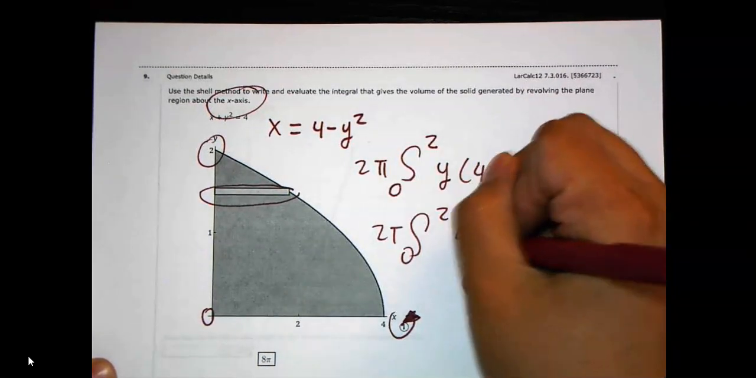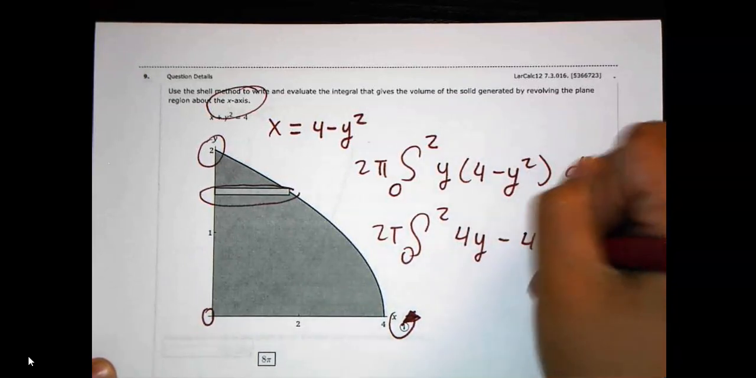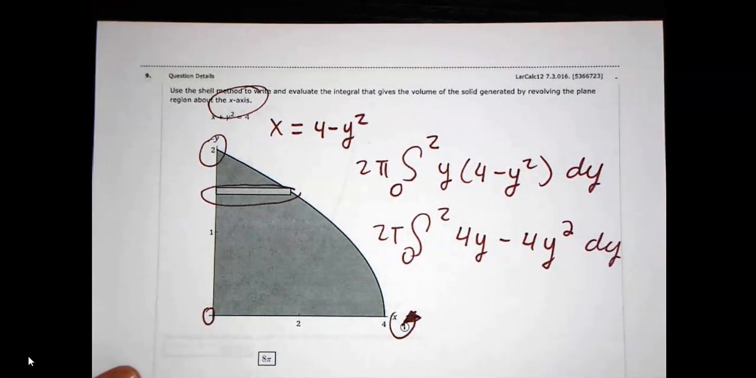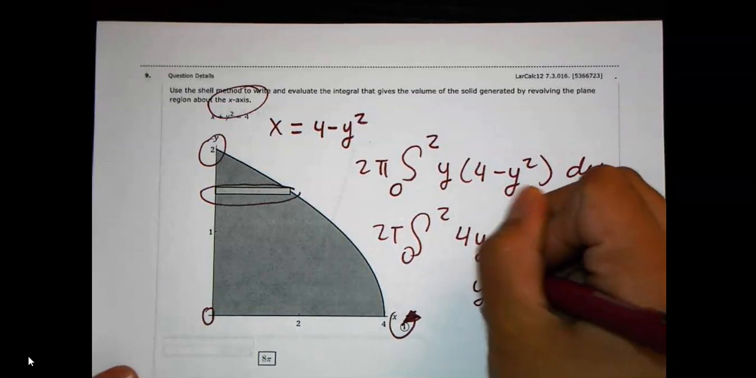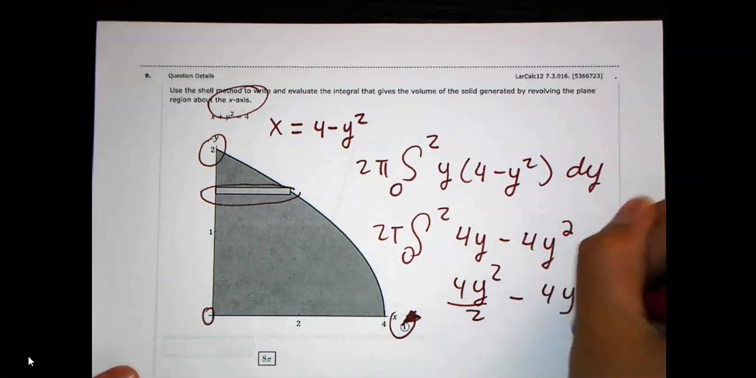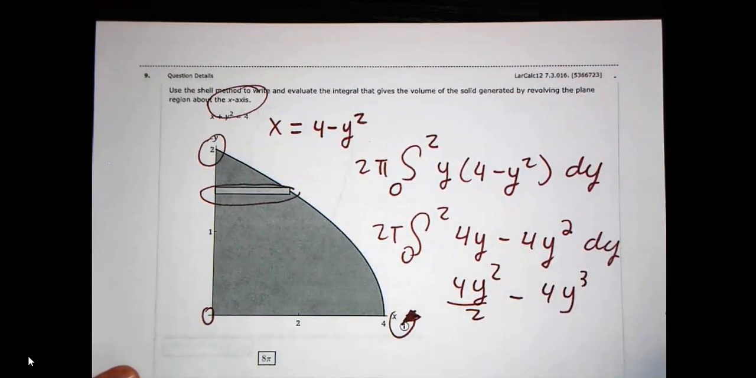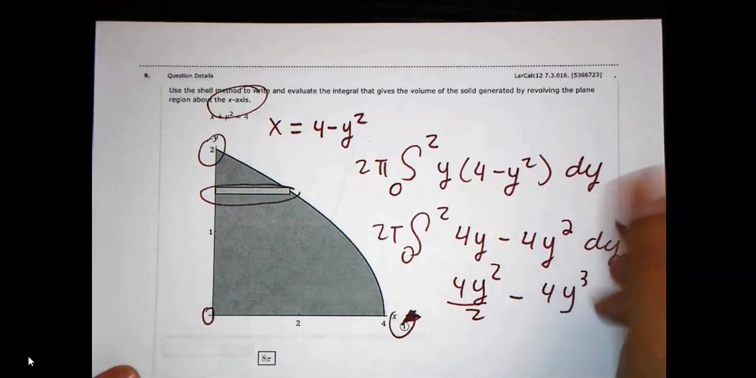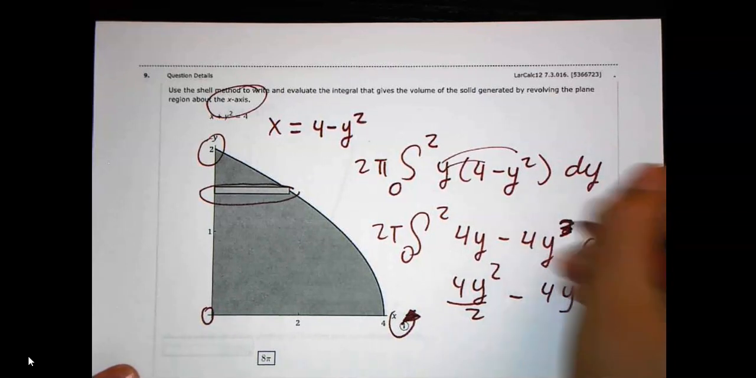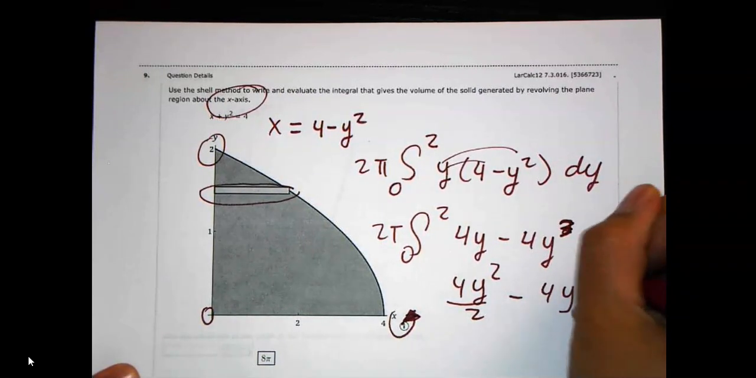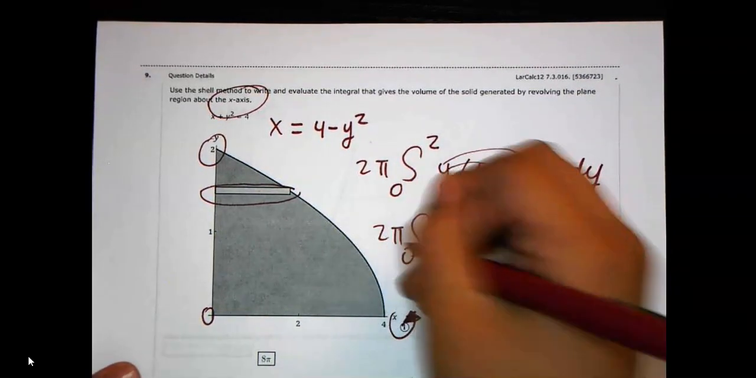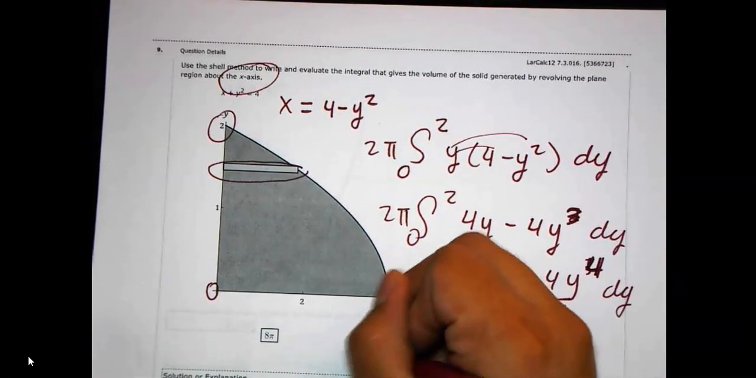we're going to distribute. So 4y minus 4y squared dy. And we're going to integrate it. So we're going to get y squared times 4 over 2 minus 4y cubed. Hold on. When we distribute this right here, that becomes a 3. So when we integrate, this becomes a 4 over 4. So then if we simplify, we have 2 pi.